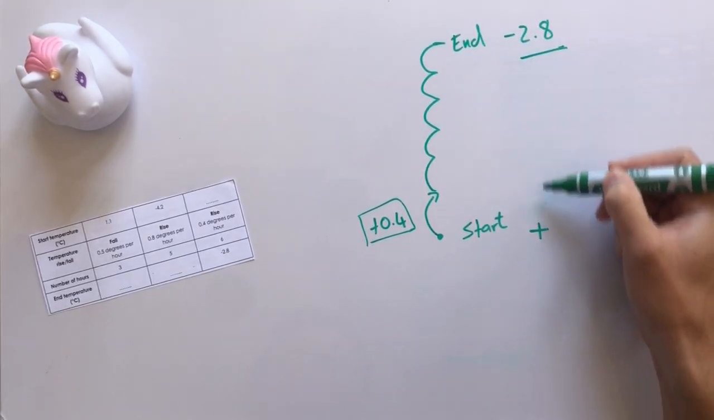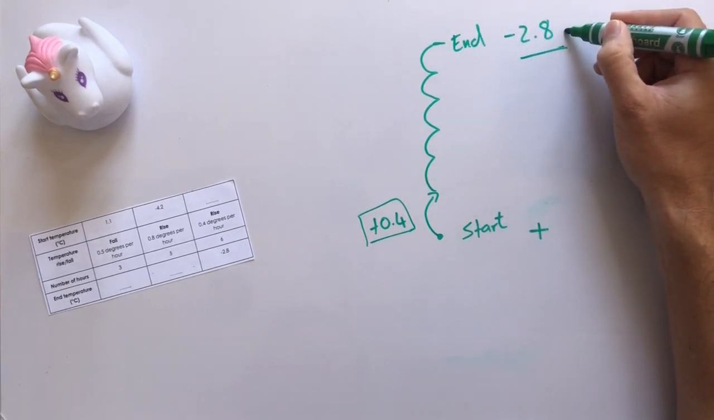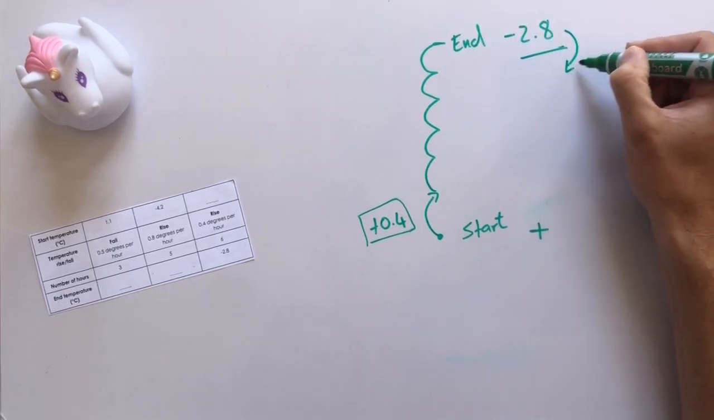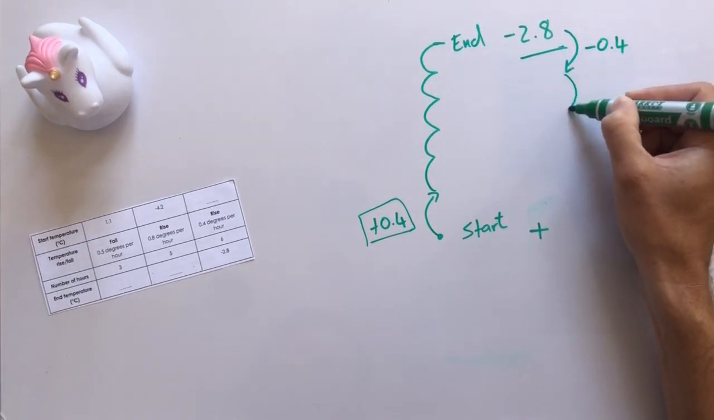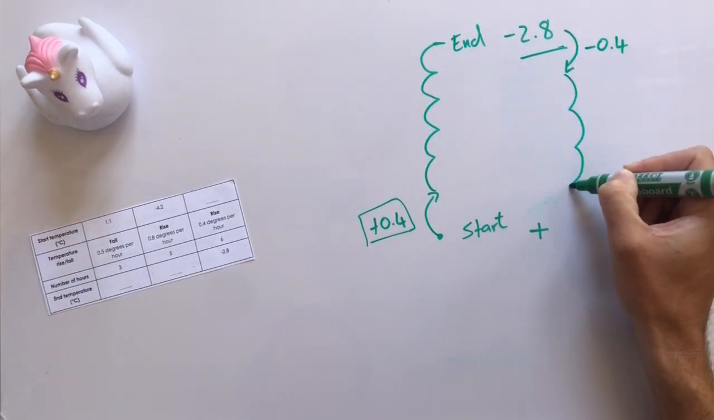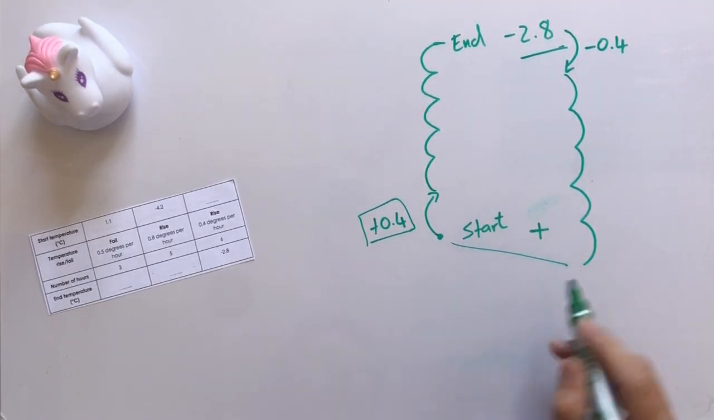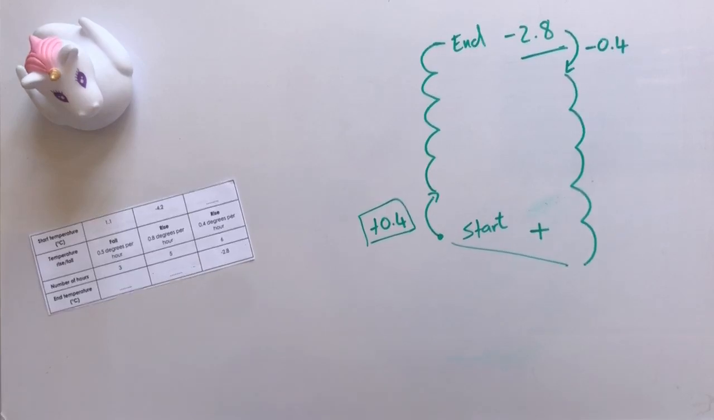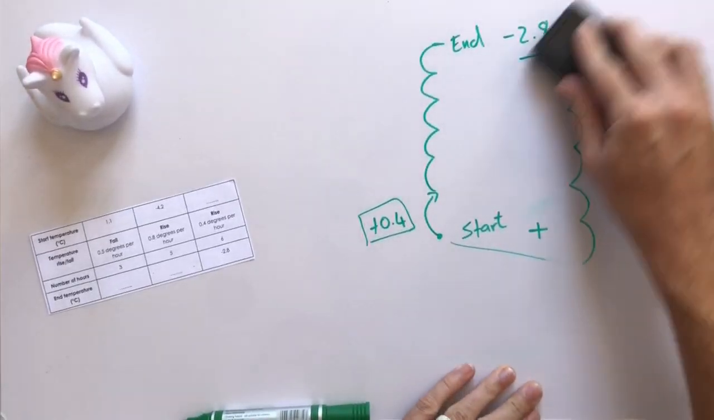So for us to work this out, we actually have to go from negative 2.8 and we have to go down in temperature 6 times. 2, 3, 4, 5, 6 to get to our start. Sorry, that was the same thing. So let's just quickly redraw this to know what we're doing.